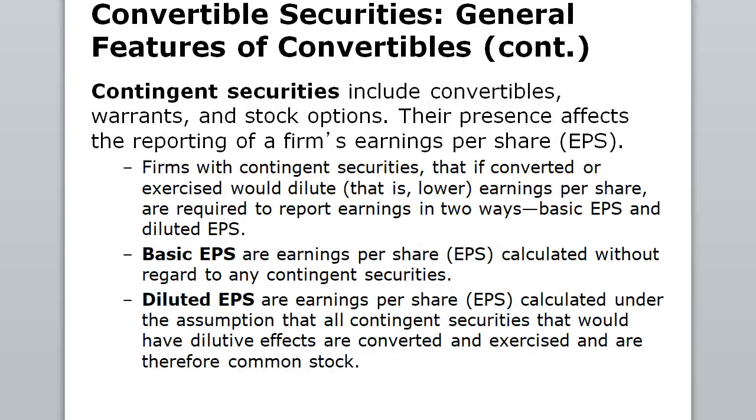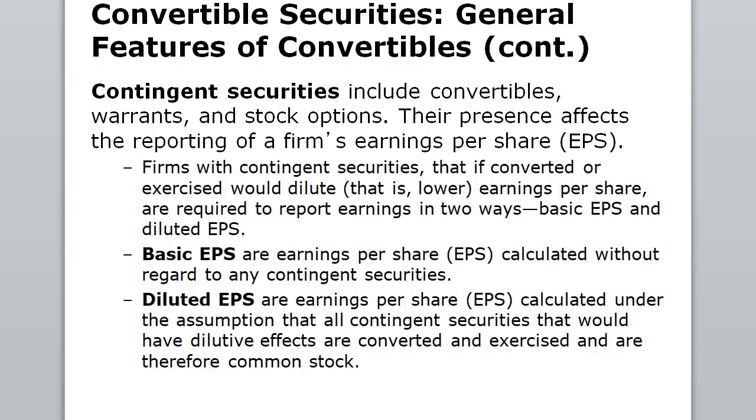Now let's talk about the contingent securities. These include convertibles, warrants, and stock options, and their effects on reporting of earnings per share. When you have these convertible securities out there, preferred stock and bonds that can convert to stock, that's going to increase the amount of outstanding shares.